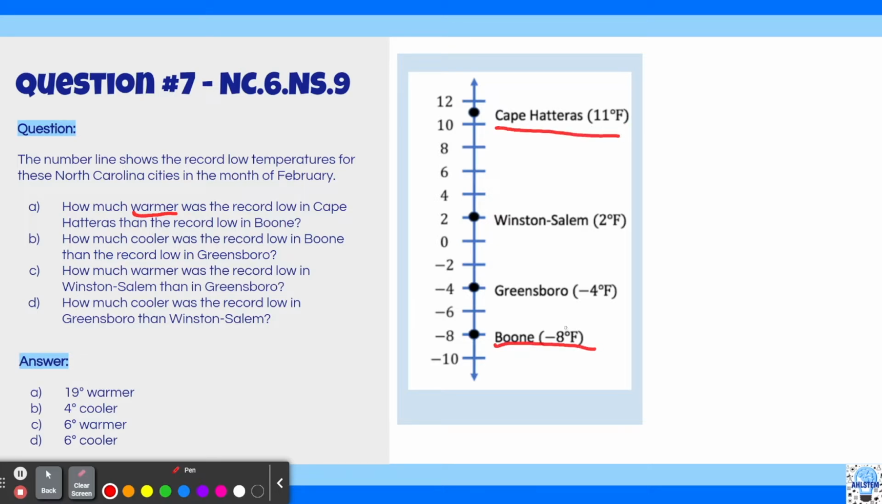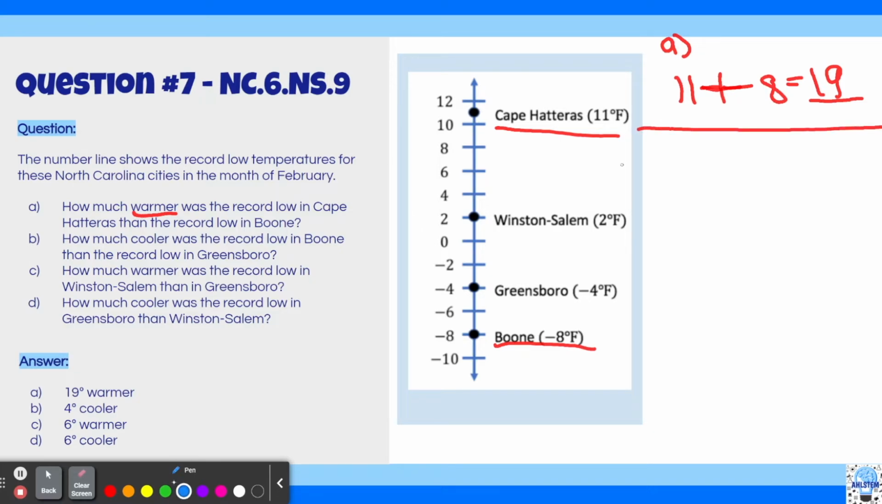So we need to find how much warmer Cape Hatteras was than Boone. Pretty much warmer or cooler, we just have to find the difference. To find the difference, we do 11 minus negative 8. And remember, 2 minuses make a plus. So that's a 19. That looks like 1G. But yeah, that's 19. So yes, it is 19 degrees warmer.